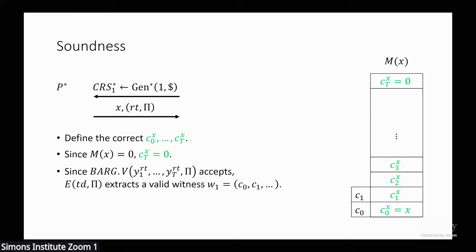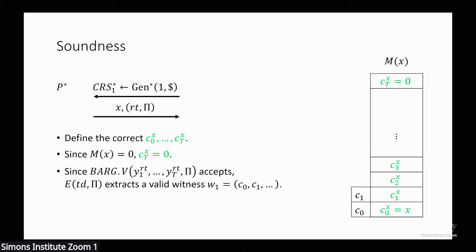We also know that the verifier accepts the BARG proof, which means that we can extract from this proof a witness for the first statement. This is what we programmed. So how does the witness for the first statement look like? It's just a pair of configurations, right? So what can we say about these configurations?